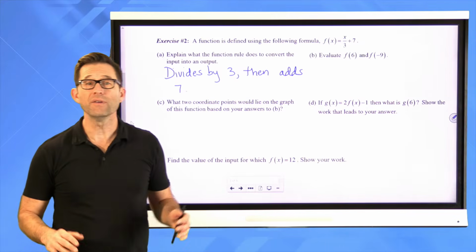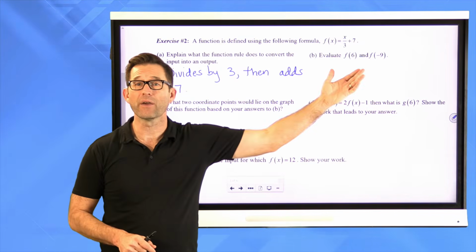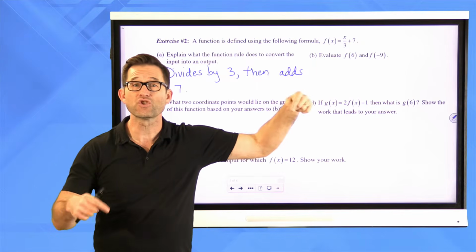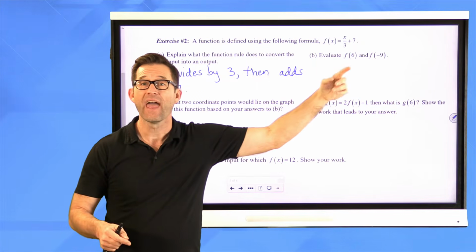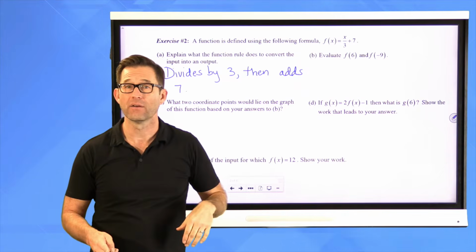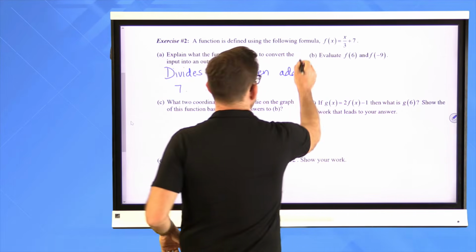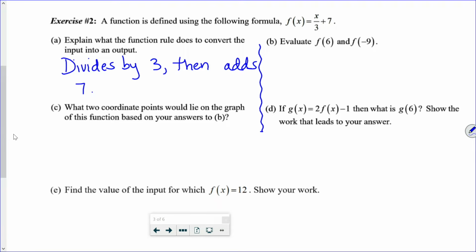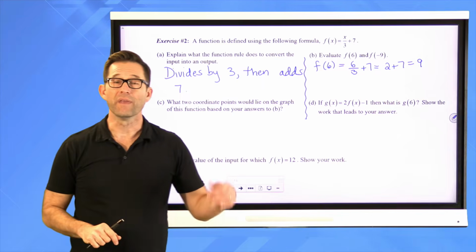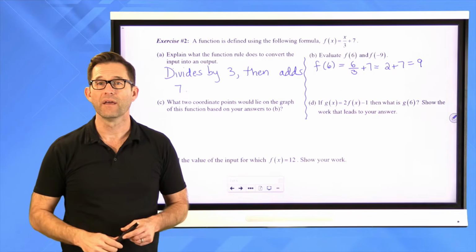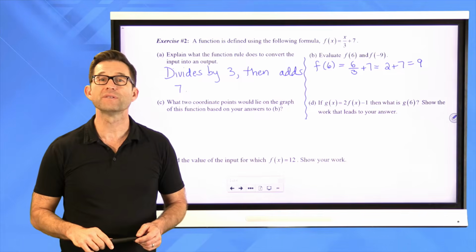All right, even just knowing that verbal description, we could then evaluate f of 6, the function at an input of 6, and f of -9, right? Let me do f of 6, and then you can do f of -9. F of 6, I'm going to take my input, divide it by 3, and add 7. So that's going to be 2 plus 7, and that's going to be an output of 9. So when the input was 6, the output was 9. You figure out the output when the input is -9.